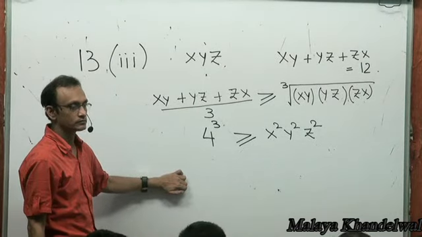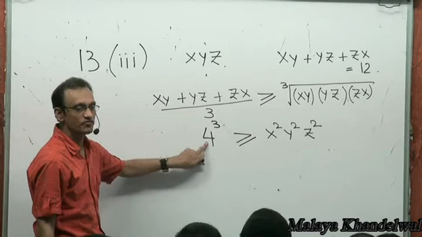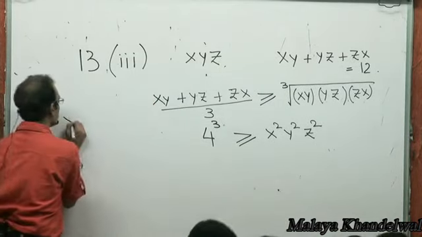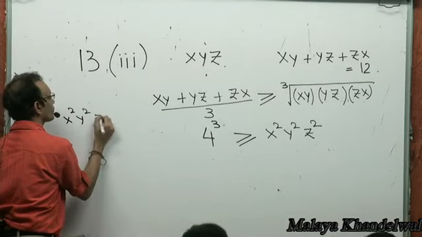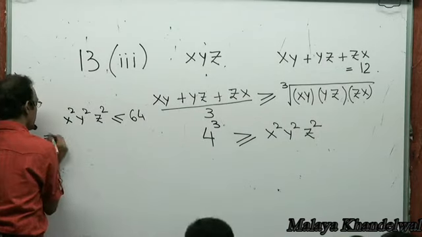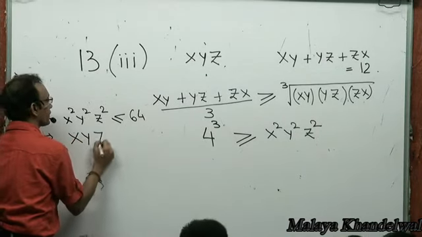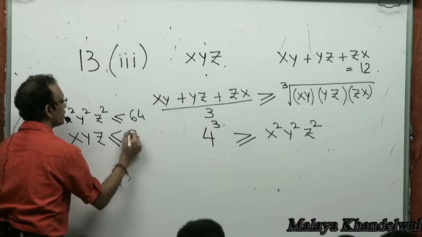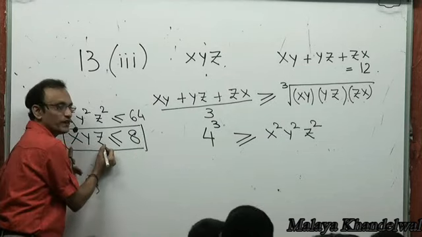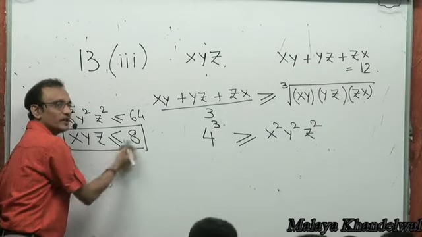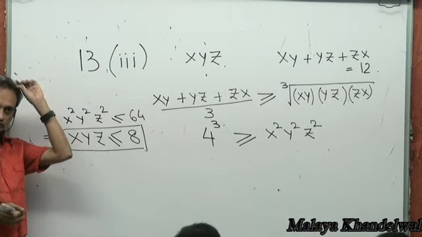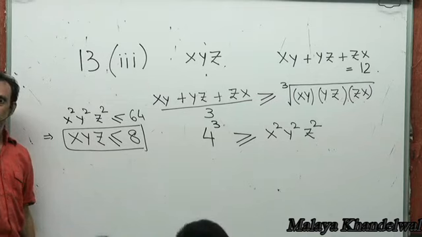What is this? This is 64. So x squared y squared z squared is less than or equal to 64, which means xyz is less than or equal to 8. So what's the maximum value of xyz? 8. The greatest value of xyz is 8. Right?